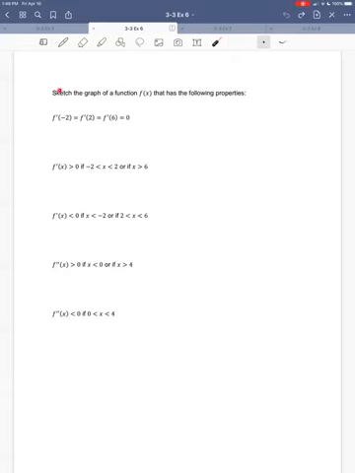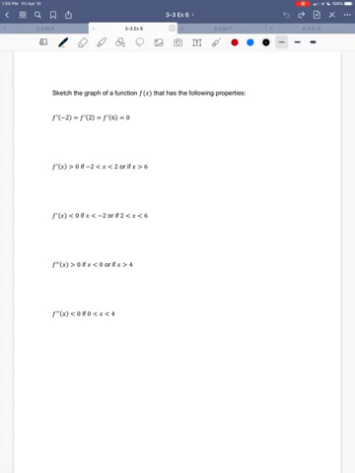In this problem, I'm supposed to sketch the graph of a function that has certain properties, and I'm told some stuff here about f prime of x and some stuff about f double prime of x. So the first derivative tells me where the function is increasing or decreasing. The second derivative tells me whether the function is concave up or concave down. So let's see what we've got here.